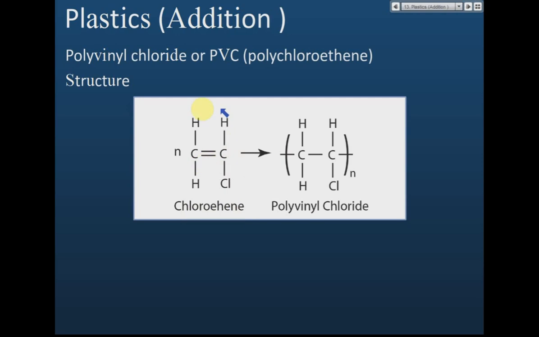And in polymerization, we make these chloroethene molecules join together. Then it forms polyvinyl chloride. Actually it's polychloroethene, but there's another name for it. It's called polyvinyl chloride, or usually we call it PVC. So that is for PVC.